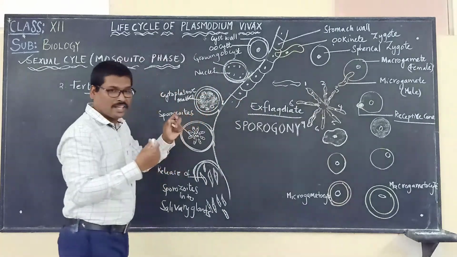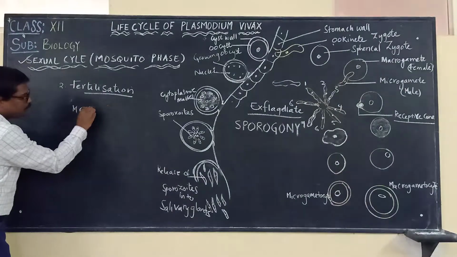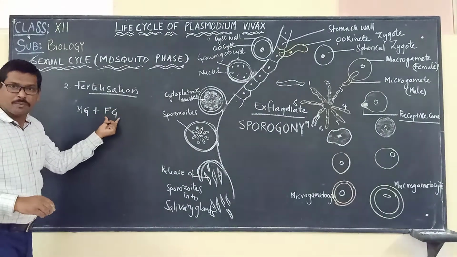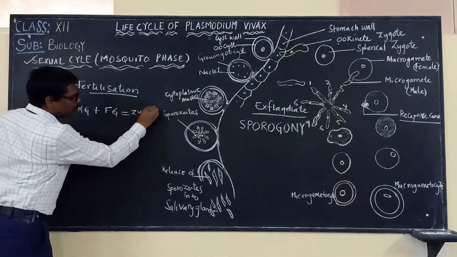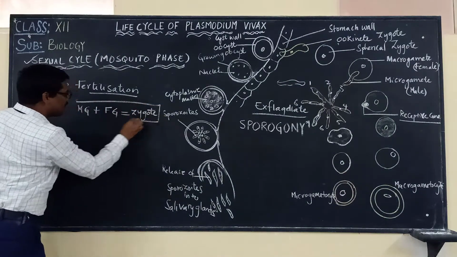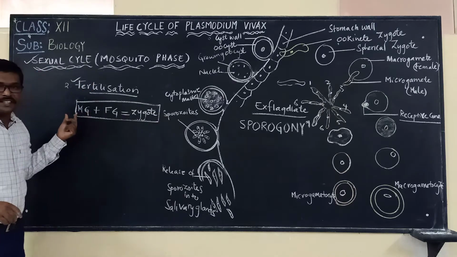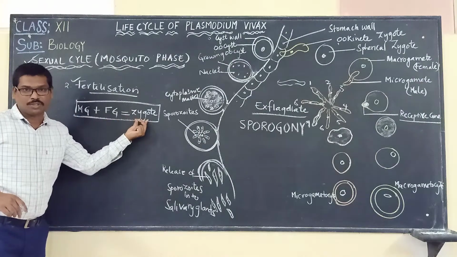So here what we are seeing, the male gamete fuses with the female gamete. What will be formed here? The zygote will be formed. What do we call this process? We are calling it fertilization. The male gamete fuses with the female gamete to form the zygote.